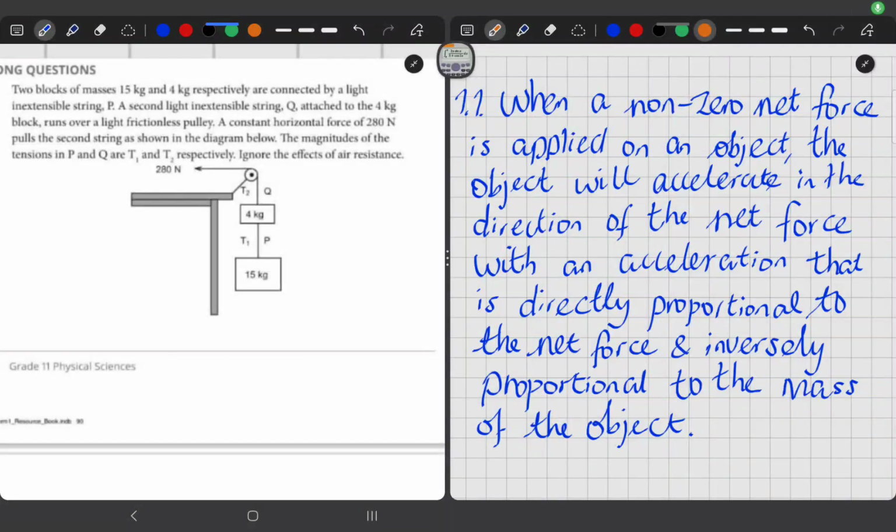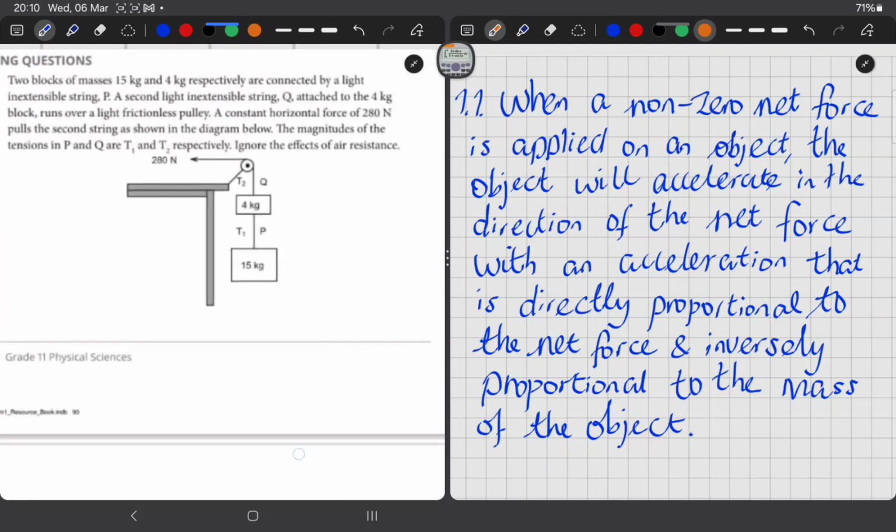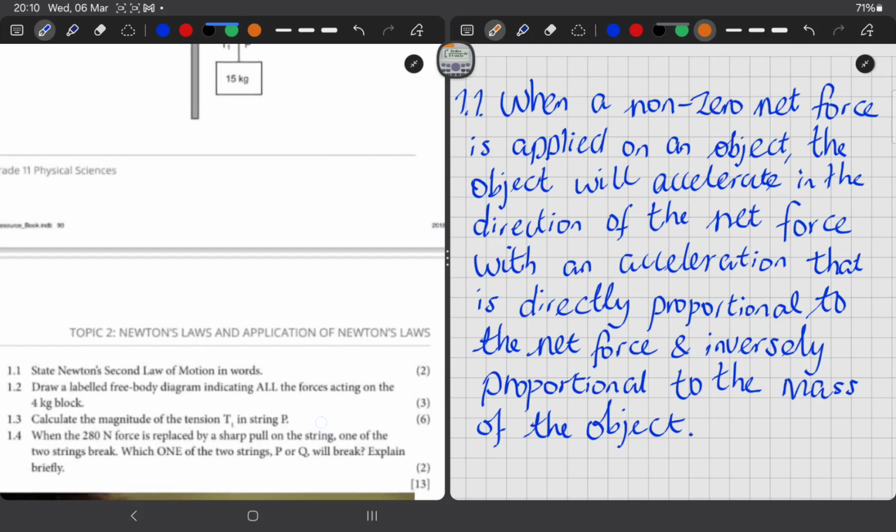So we are given the following problem, and the first question, and I believe this is for Newton's second law. The first question here would be to state Newton's second law of motion in words, and you are supposed to write it in words and not symbols. And this will read as follows.